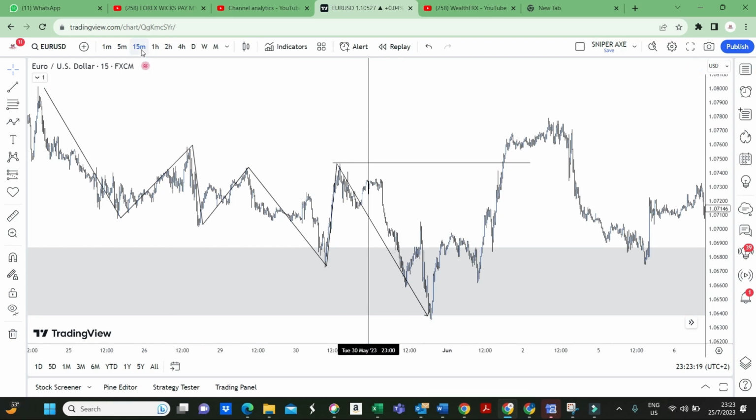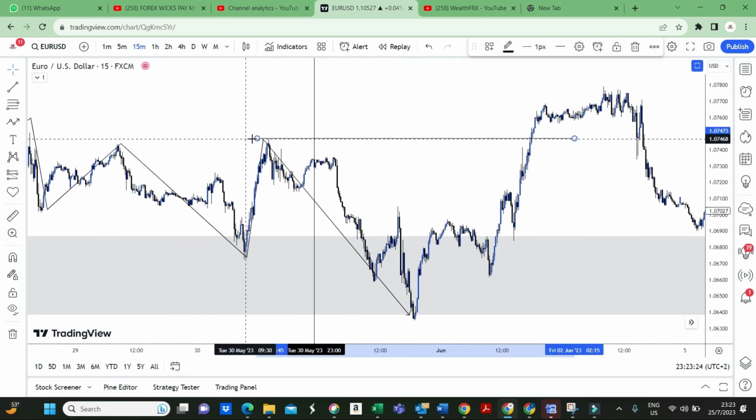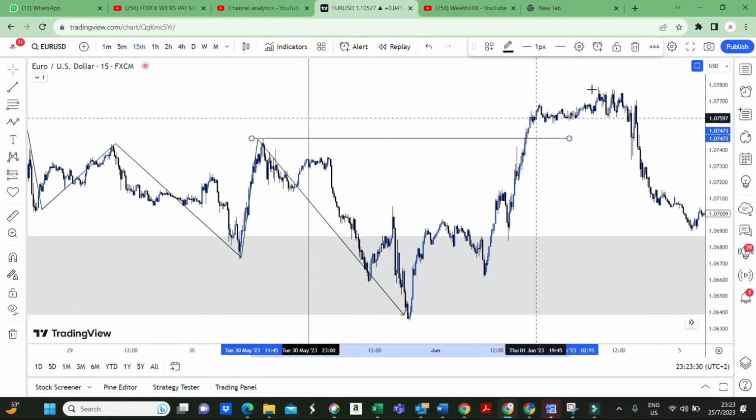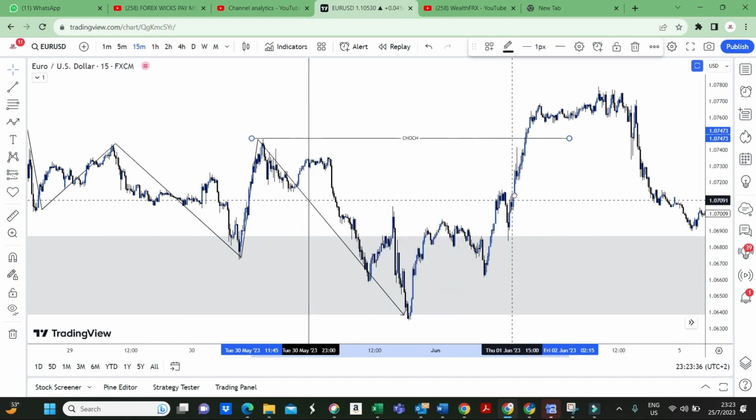So after that, we come to our M15 and wait for a charge there. A charge is simply a move that breaks the previous highs, or a violation of the existing trend. So in this case, this is the first charge that we are seeing. This is our charge.